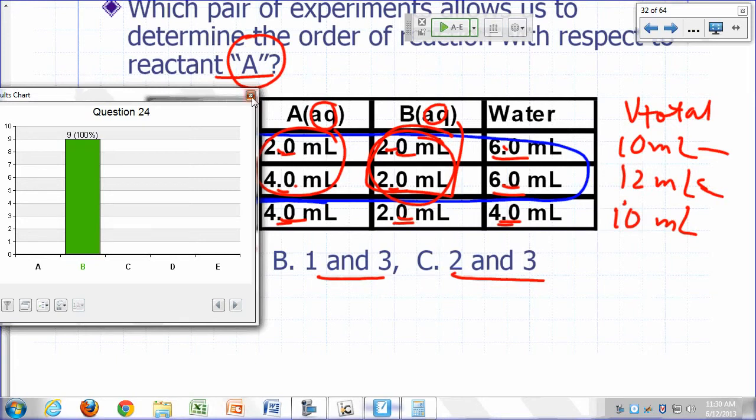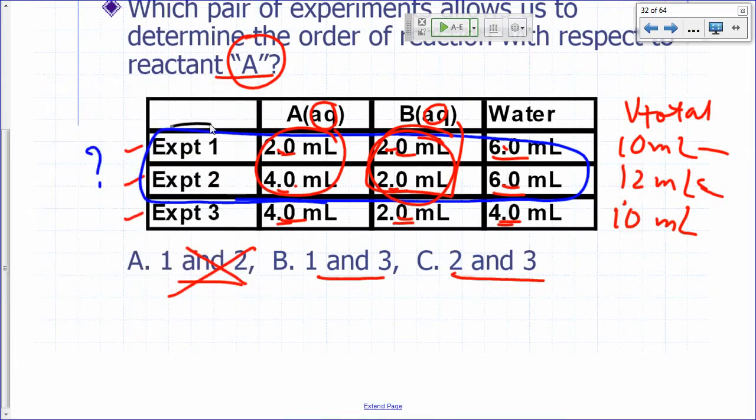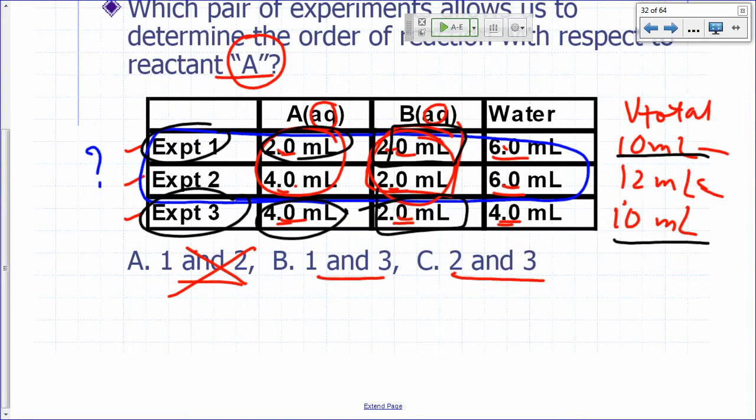If you compare experiments 1 and 3, you have the same total volume, so the concentration of B in both cases will be the same. You're still changing the concentration of A, right? You're doubling the concentration of A, but you're maintaining the concentration of B.